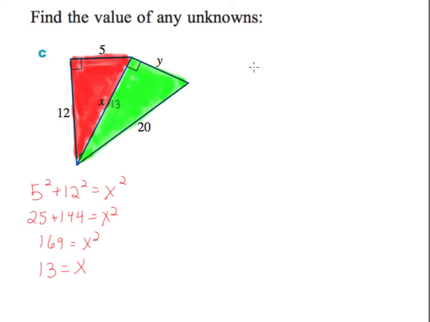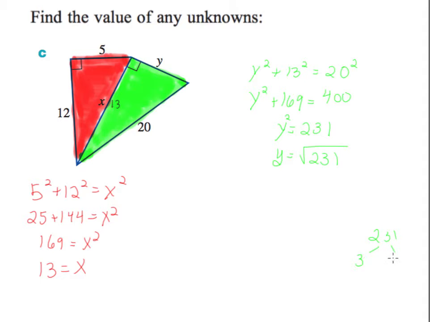So in this green right triangle, we have y squared plus 13 squared equals 20 squared, since the missing side is a leg this time. Solving for y squared, we easily figure out that y is equal to the square root of 231. Now I'm not sure if 231 breaks down or not, so I try it and I see I don't have any perfect squares. So y is equal to the square root of 231.